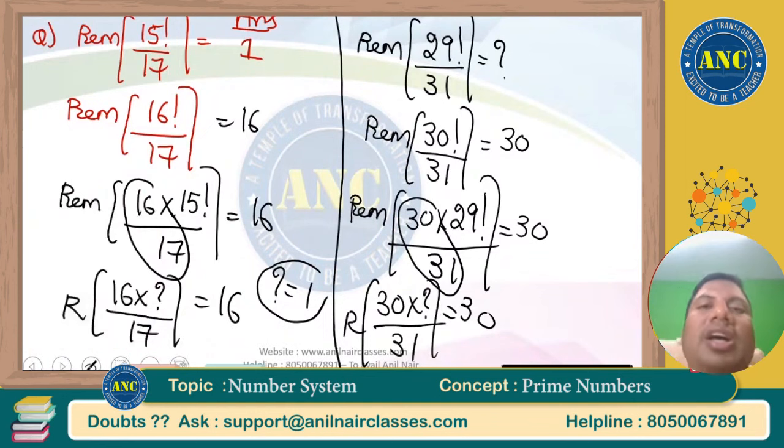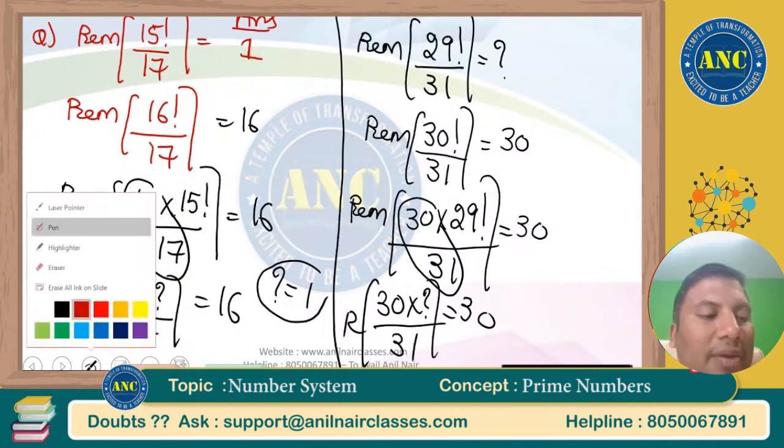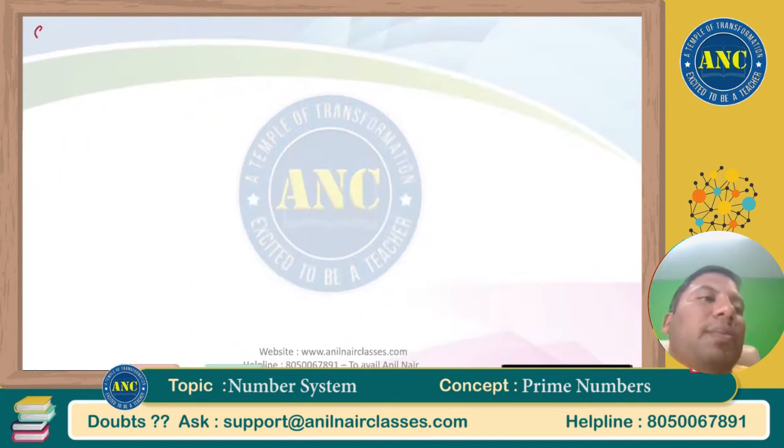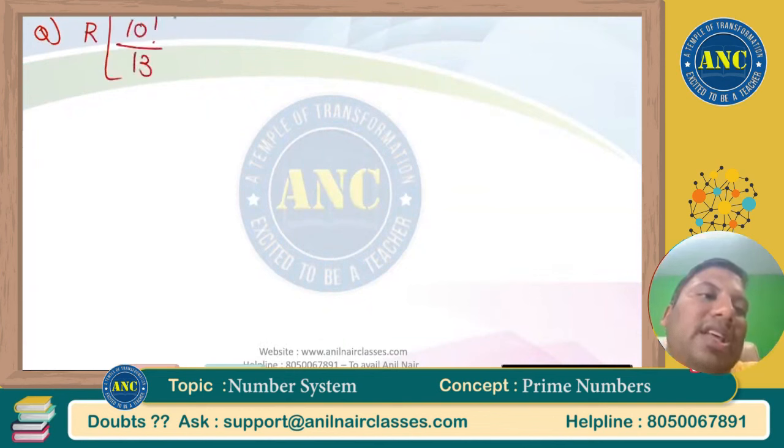Answer is 30 just by looking. Otherwise, you can use the conclusion: P minus 2 factorial by P, answer is nothing but 1. P minus 2 factorial divided by P, answer is nothing but 1. Now, suppose P minus 3 factorial. For example, 10 factorial by 13 is there.